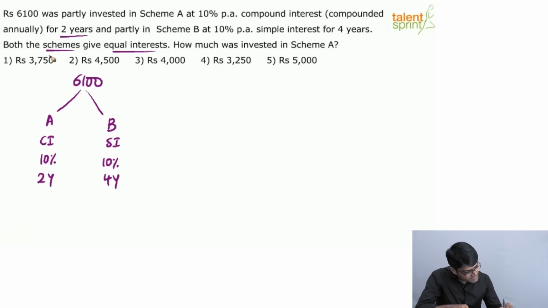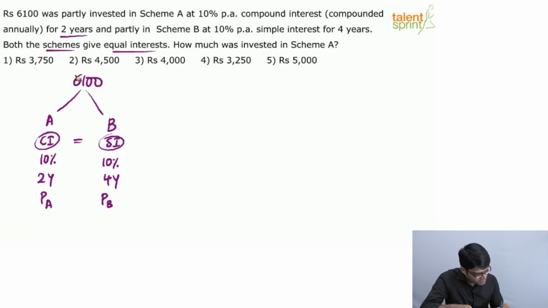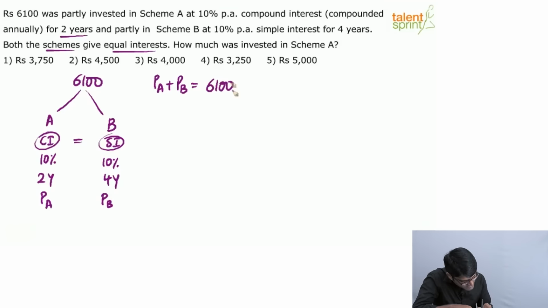Now he says both the schemes give equal interest. So this scheme will give CI, this scheme will give SI, and both are equal. The CI here is equal to the SI here. How much was invested in scheme A? There's some amount you have invested in scheme A and some amount in scheme B. Let us call them PA and PB, the principal of scheme A and the principal of scheme B. The first point to be noted is PA plus PB is 6,100. The total amount invested in both the schemes is 6,100.